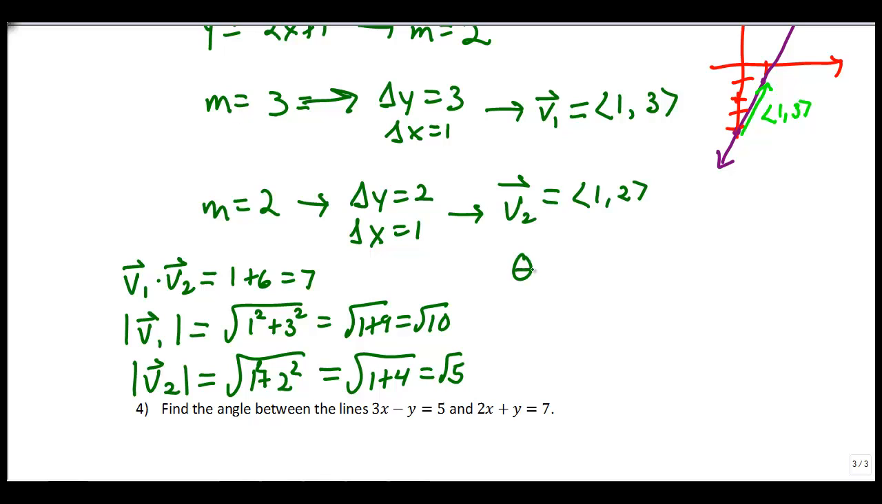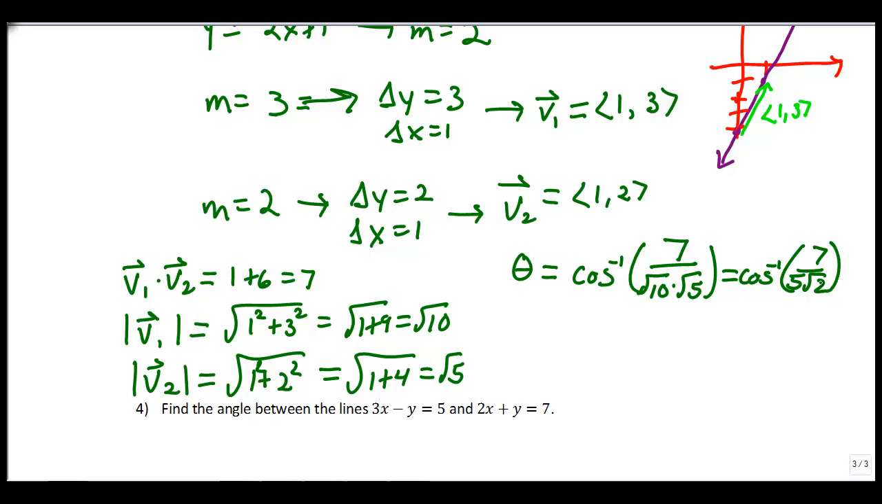And so we get a theta of inverse cosine, our dot product is 7, and then we multiply the magnitudes, that's square root of 10 times square root of 5. Now note, 10 times 5 is 50, there's a factor of 25 there, and so you could turn this into cosine inverse of 7 over 5 square root of 2. Maybe it looks a little bit nicer here, not strictly necessary. So in some sense, that's your angle.